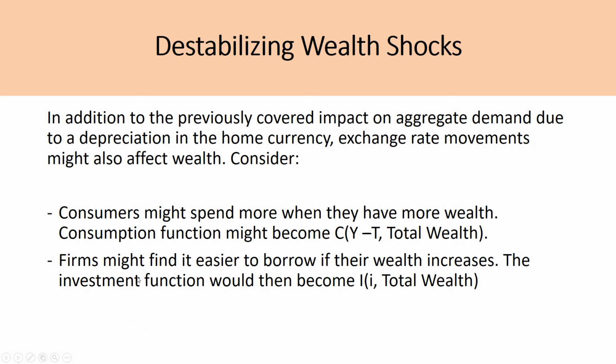In addition, firms might find it easier to borrow if their wealth increases. The investment function would then become not only the inverse relationship between the interest rate and investment, but also the amount of total wealth. So if firms see that in external terms their wealth increases, then they may want to invest more because they know that they're much more well off now.